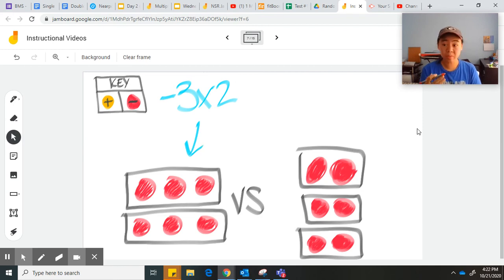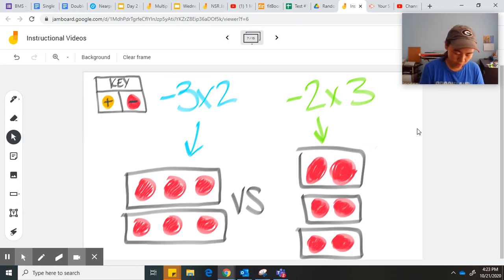The other side gives me the same answer, but it's a different model, so it's a different problem. This side is -2 times 3, because I see my negatives. I see my 2 negatives. This is -2, and I see very clearly 1, 2. I see the -2, and I see 3 groups of them.